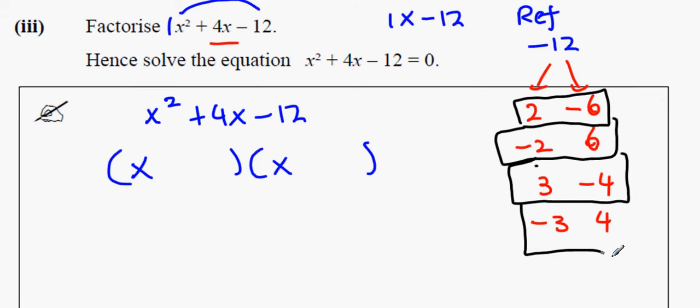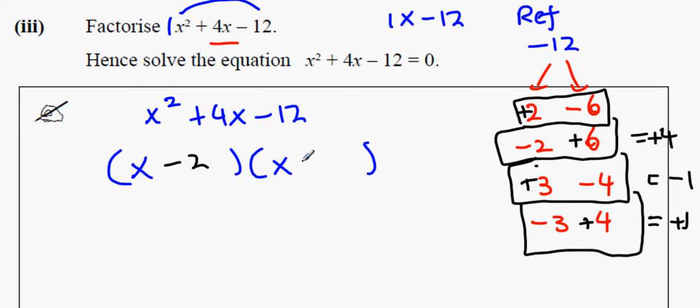So we can't use minus 3 plus 4, because that will make the middle number minus 1, and minus 1 is no good. This one here will give us plus 1. Plus 3 minus 4 gives us minus 1, that's no good either. Minus 2 plus 6 gives us plus 4, and plus 4 is what we're looking for. So therefore we know the answer has to be minus 2 and plus 6. So it's x minus 2 and x plus 6, okay? Now if we were to multiply these out, we'd actually get this number back out.